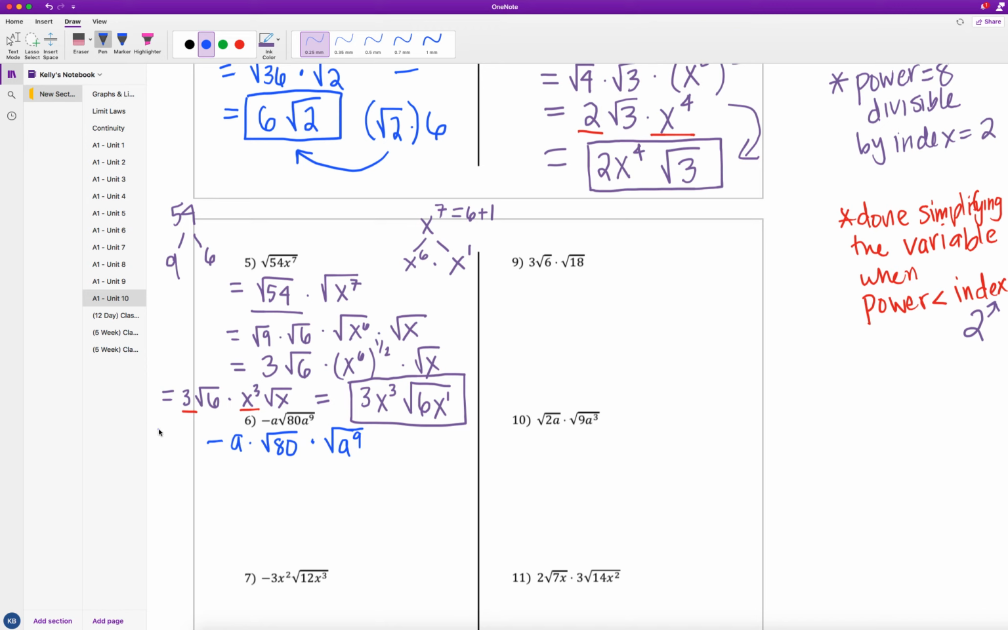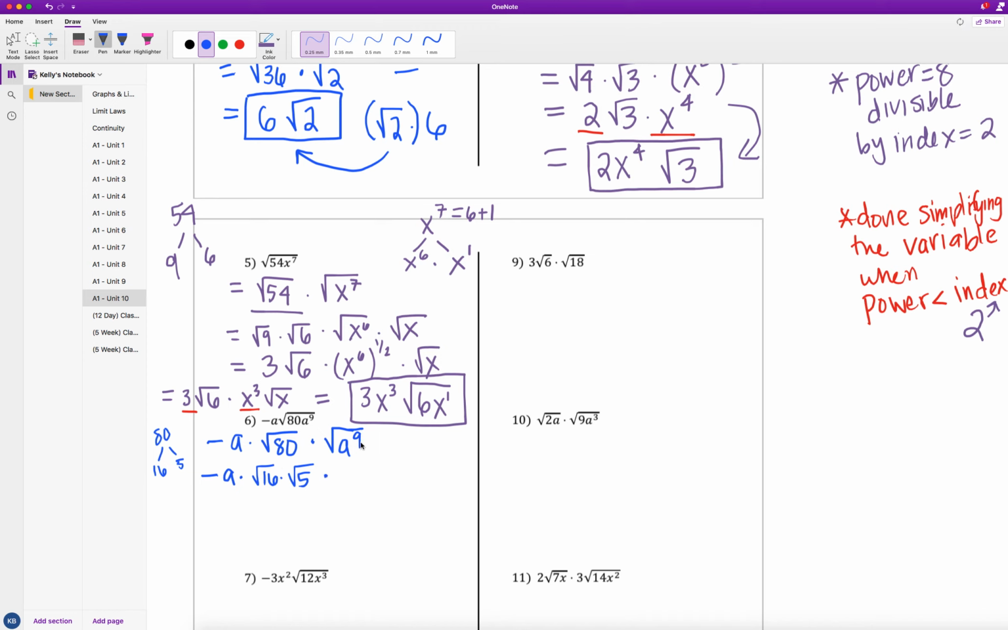To simplify 80, I'm going to think about factors of 80. So 80 factors as 16 and 5, because I want to look for perfect squares. So 8 and 10 is also 80, but neither 8 nor 10 is a perfect square. So I want to look for the largest perfect square inside, which would be 16. The negative a is going to go along for the ride. It's going to stay in front. It's going to be multiplied to the square root of 16 times the square root of 5 by breaking apart that 80. Let's look at the variable piece now at the same time.